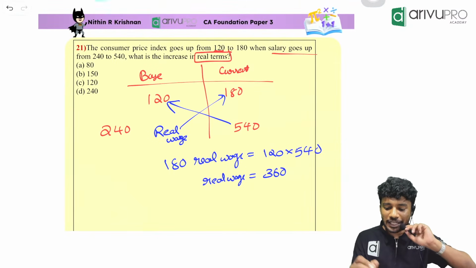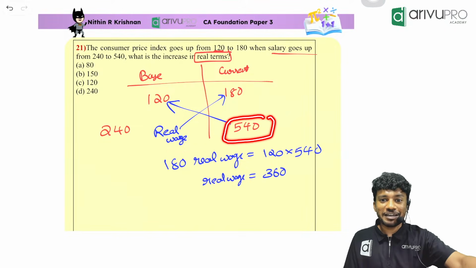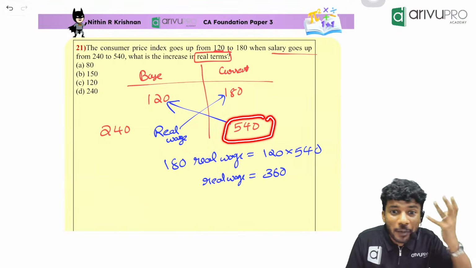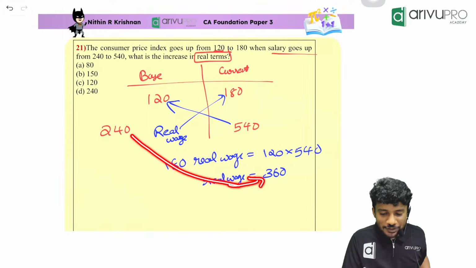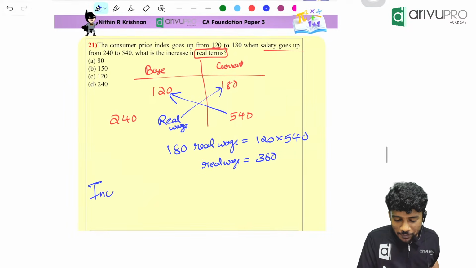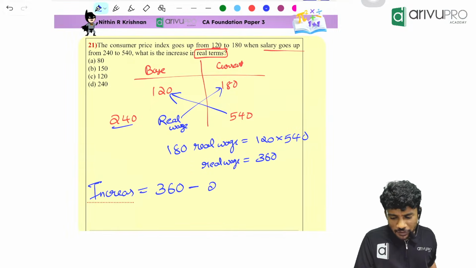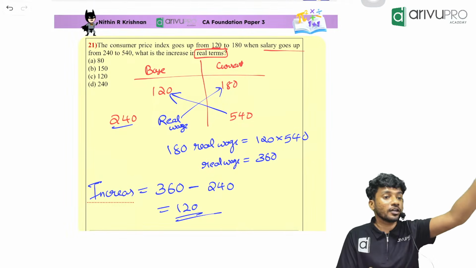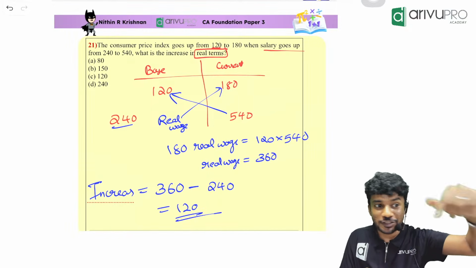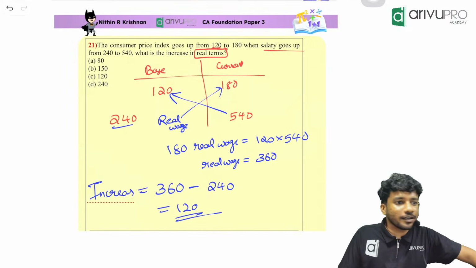Now, people, what is the meaning of this real wage 360? Even though the company is paying him 540, what is the actual money? What is the value of the money he is getting? 360. Correct? Now, can anyone tell me what is the increase in real terms? Increase is nothing but 360, his current real wage, minus his base year wage, 240, which is coming to be 120. So 120 is the actual increase. Even though they are telling, oh, we are paying you 540, actually he is not getting 540. Considering inflation and all, he is not getting that. So answer is 120. Clear? Good question.